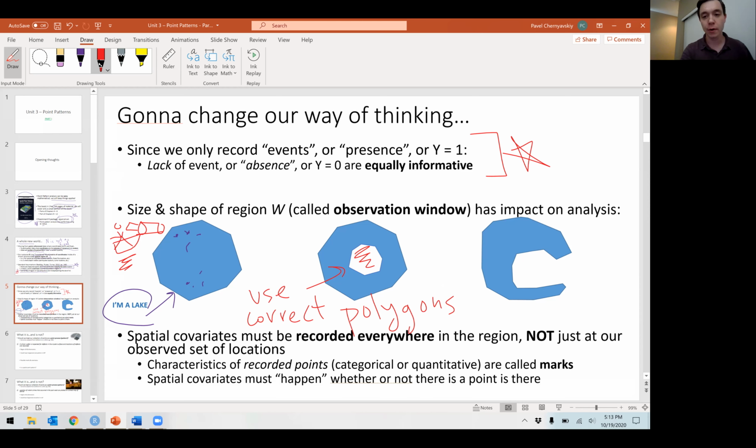Implicitly, because you're only recording the presence of fish, everywhere where you didn't make an observation is an absence. And so you are essentially recording binary data, and absence is equally informative. That is why your window is so important, because everywhere inside your window where you didn't make an observation is an absence of an event. For example, suppose your fish like deep water, and you misrepresented the shape of your lake, maybe you used a polygon that was not detailed enough and missed this little peninsula.